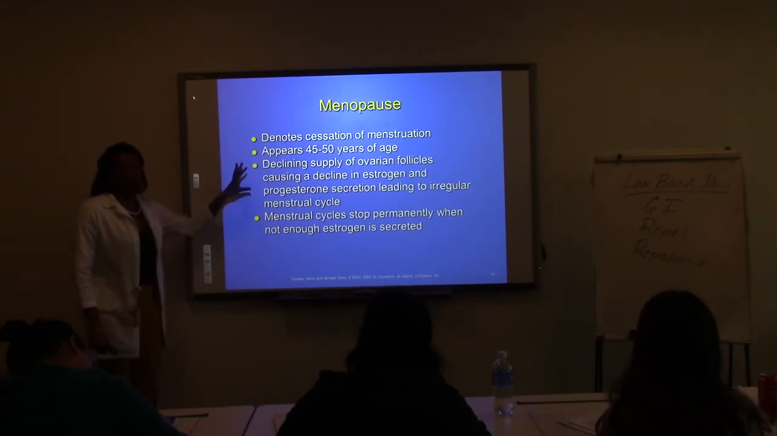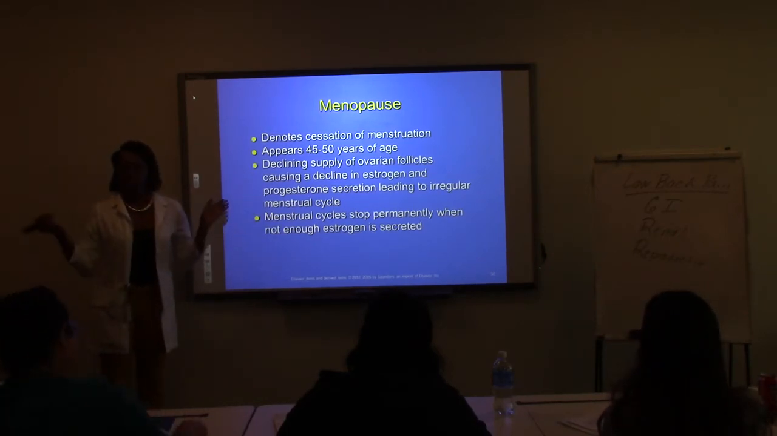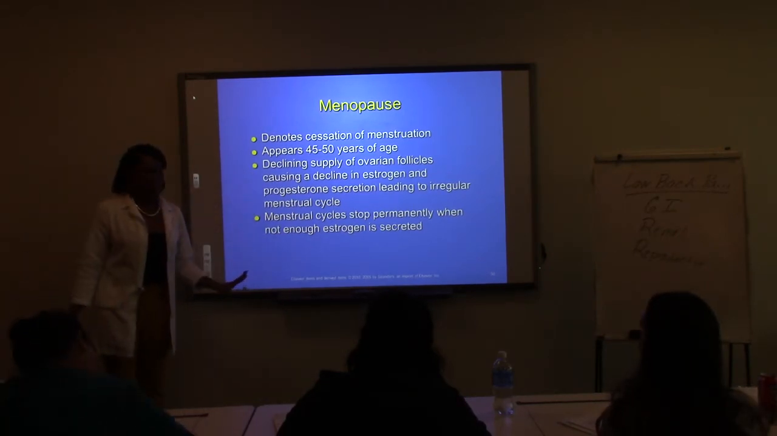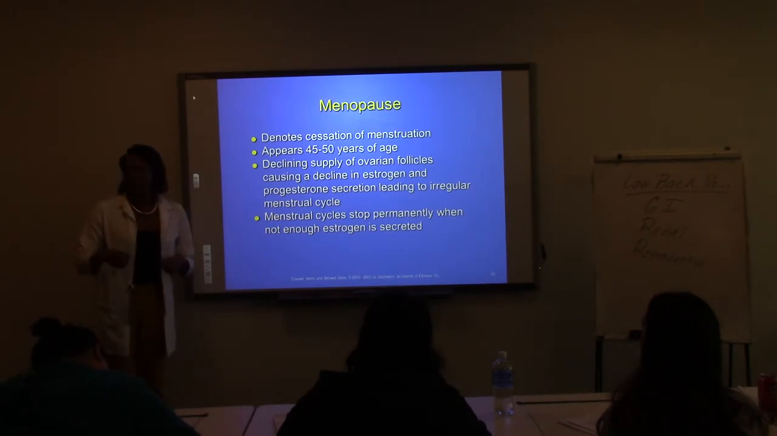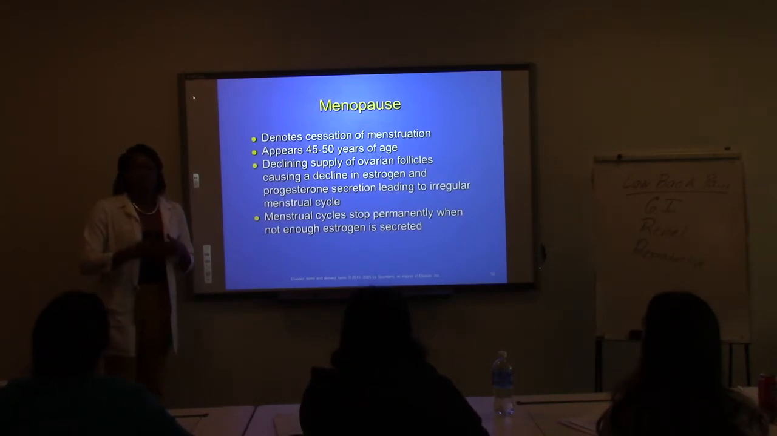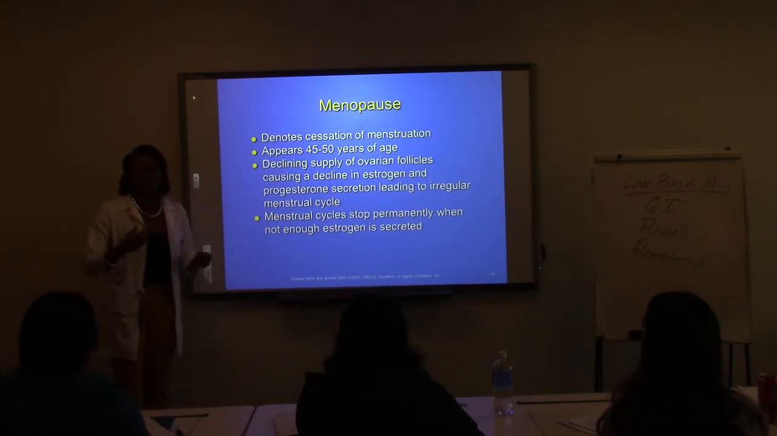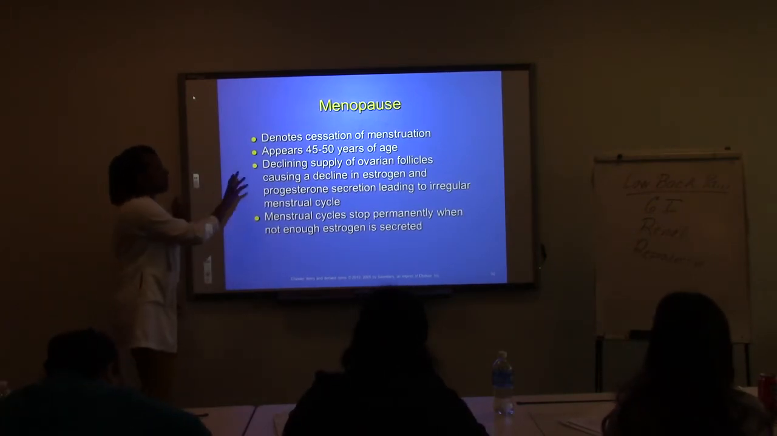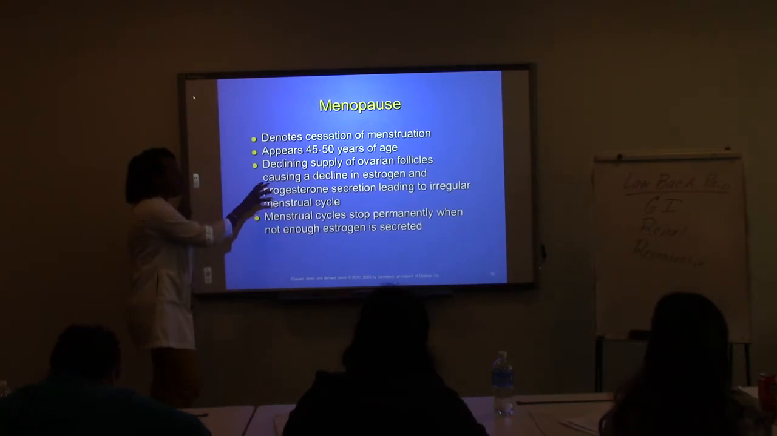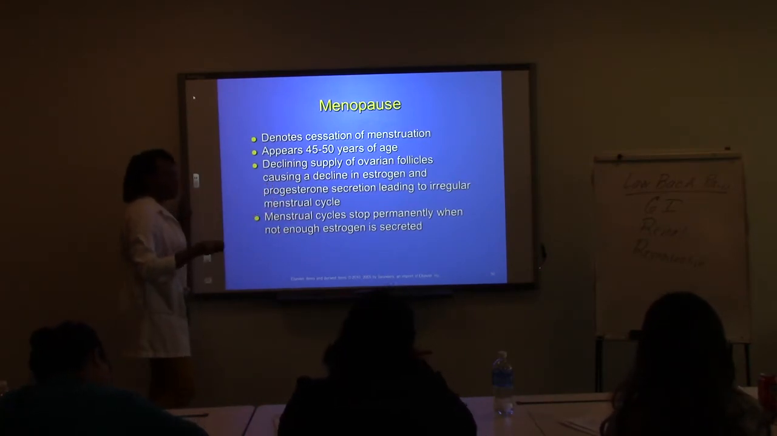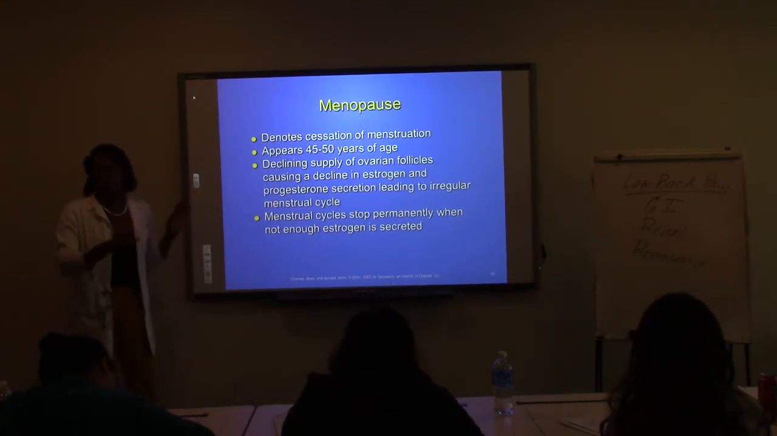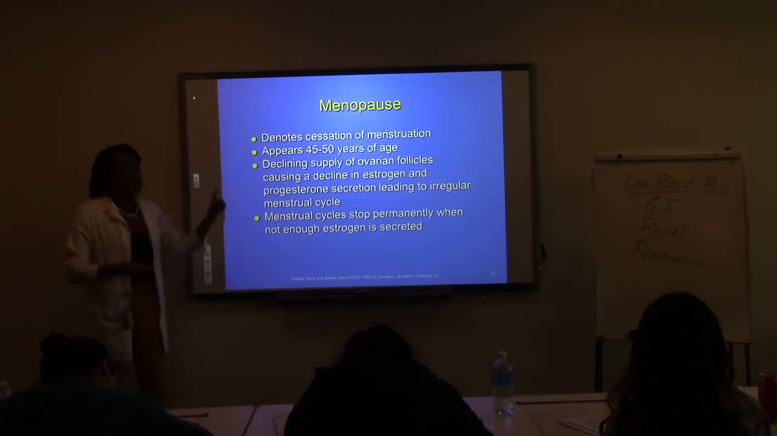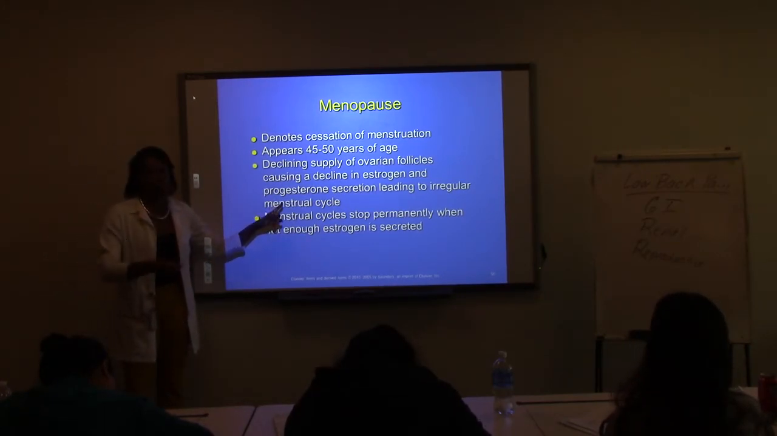So what happens with menopause is this: it's where you stop the menstrual cycle. And please understand that this cessation of the menstrual cycle is not something that happens cold turkey. I want you to know it's a process. It takes a little time to develop. So it is a decline in estrogen and progesterone, leading to an irregular menstrual cycle. That is key to know, leading to irregular menstrual cycle.